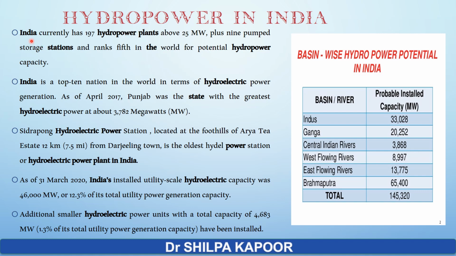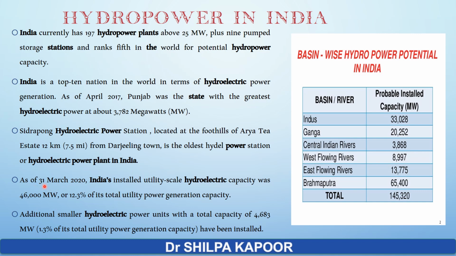Hydropower in India. India currently has 197 hydropower plants above 25 megawatt plus 9 pumped storage stations and ranks 5th in the world for potential hydropower capacity. India is a top 10 nation in the world in terms of hydroelectric power generation. As of April 2017, Punjab was the state with the greatest hydroelectric power at about 3,782 megawatt. Sidrapong Hydroelectric Power Station, located at the foothills of Arya Tea Estate 12 km from Darjeeling town, is the oldest hydel power station or hydroelectric power plant in India.